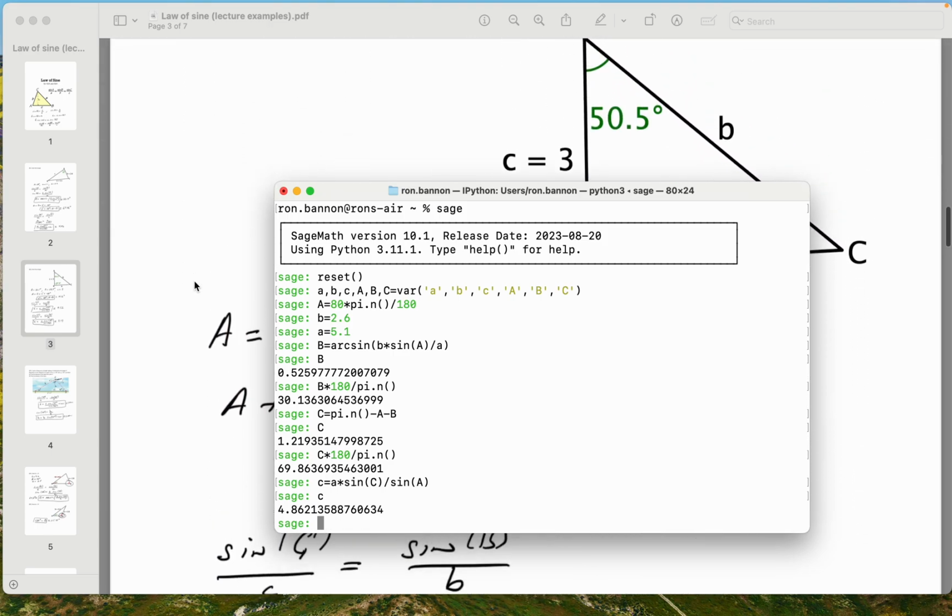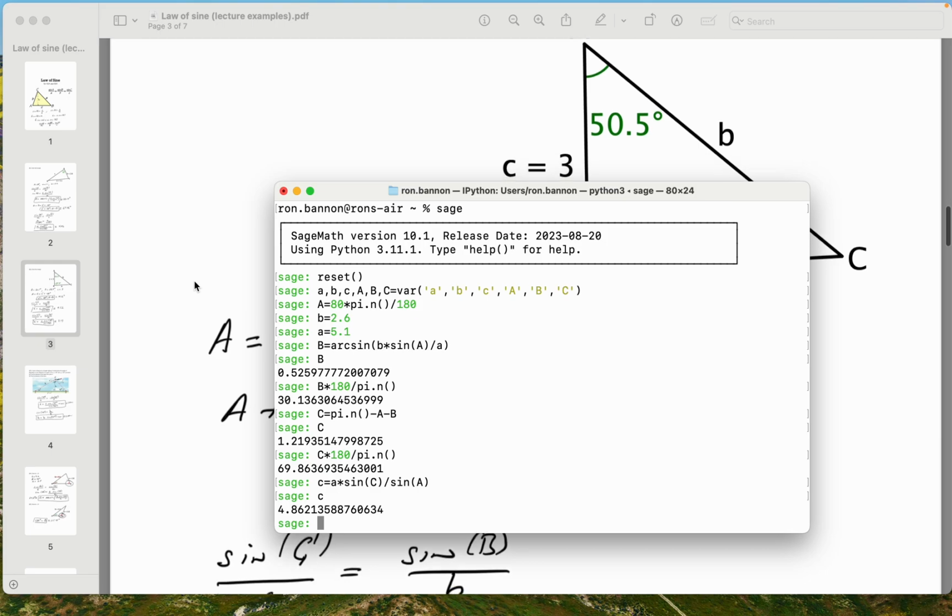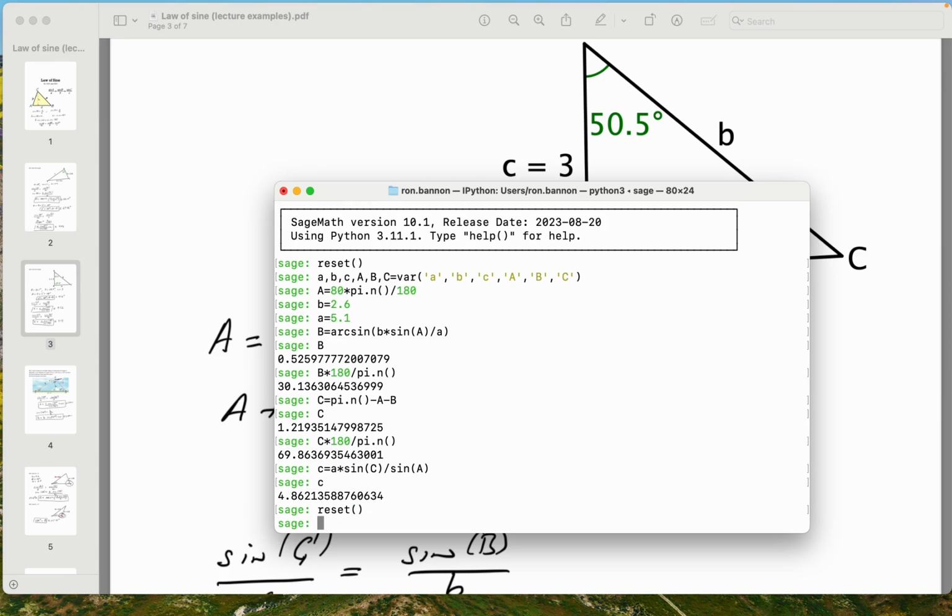Let's do this one over here, and looking at it, I'm going to do this again. Remember, I'm going to reset. Why am I doing that? I don't want to store those. I don't want the same values. So I'm going to redefine the variables again. I'll just do a copy paste.